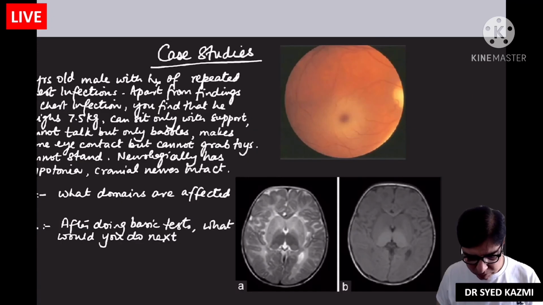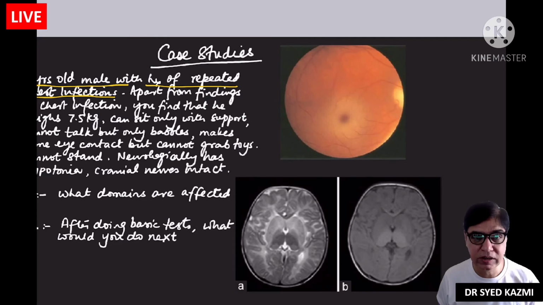Okay, so let me give you a case study at the end, just to have an idea how we approach this. I have just made a hypothetical simple case. So here we deal with a 3-year-old male child who is brought with a history of repeated chest infections. His primary problem is that he's getting repeated chest infections, and again he has picked up an infection, and the parents have brought him for that particular problem.